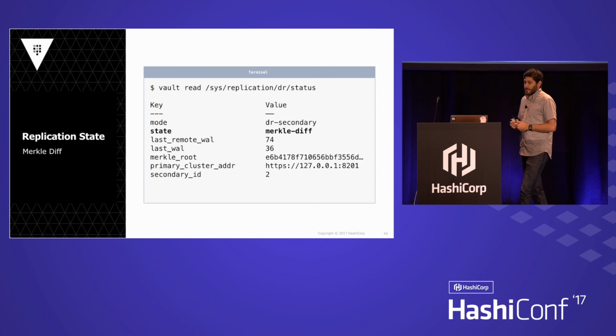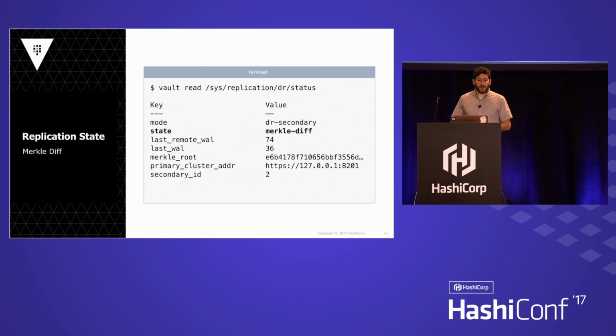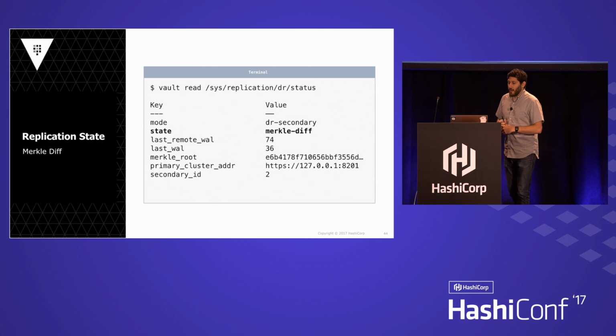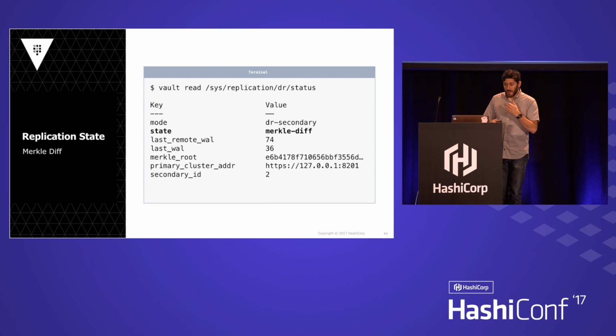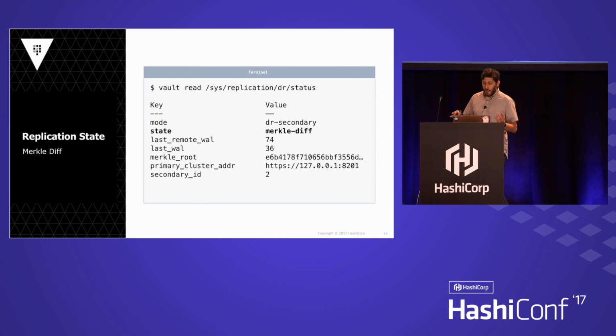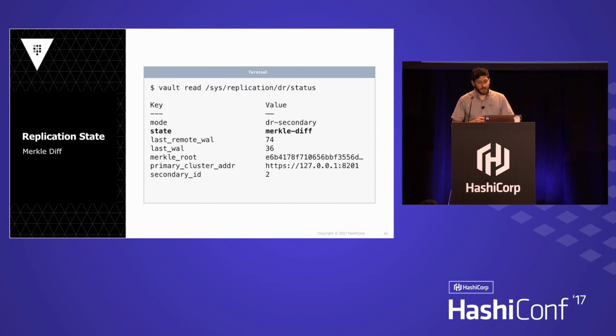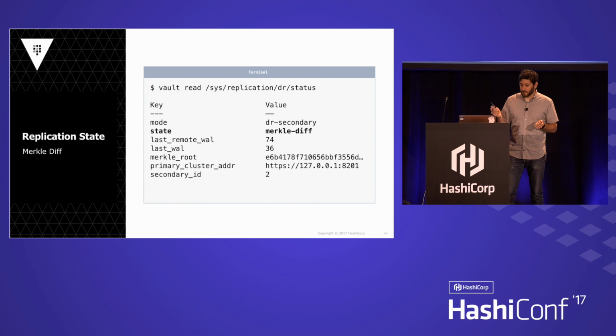And so the next replication state that you might find your secondary in is Merkle diff state. And this usually means that your secondary is too far behind. It might have been shut down for too long, or its state is not able to be recognized by the primary. And so its data is out of sync. And this is a less desirable state for your secondary to be in. It means it's going to need to go to the primary and compare its state.